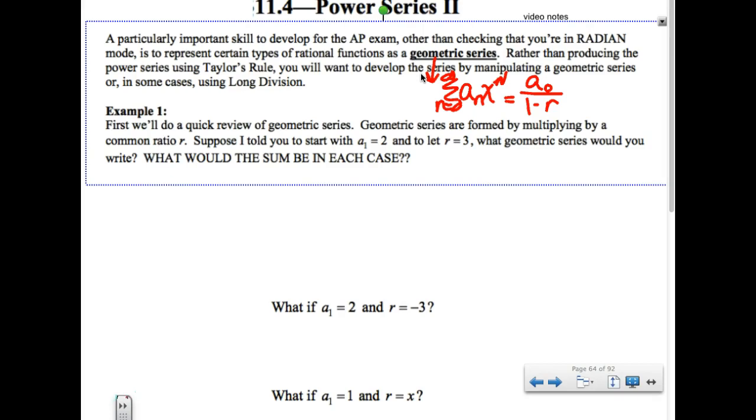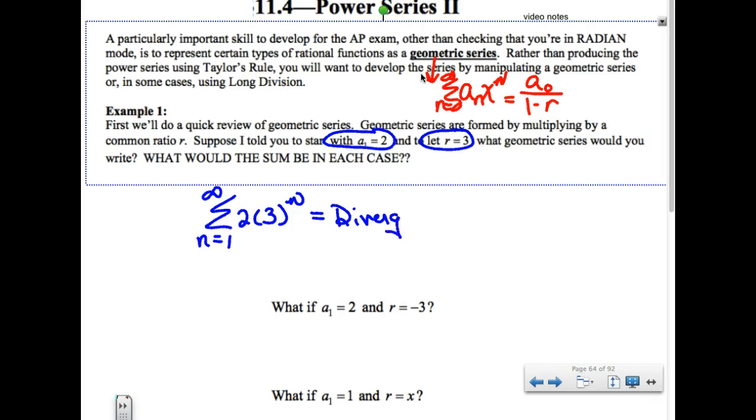So first of all, let's suppose I have an a sub 1 of 2 and a common ratio of 3. What geometric series would you write? All right, well, we would have n equals 1 to infinity, 2 times 3 to the n. Nice and easy. And if I wanted to know what the sum of that is, I'd have to say that that is divergent, as the absolute value of r, which is equal to the absolute value of 3, which is equal to 3, very redundant I know, is greater than 1.